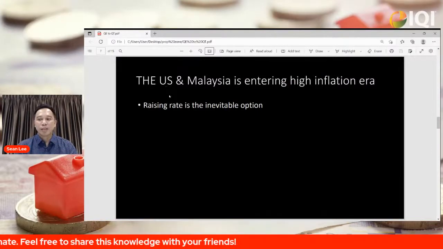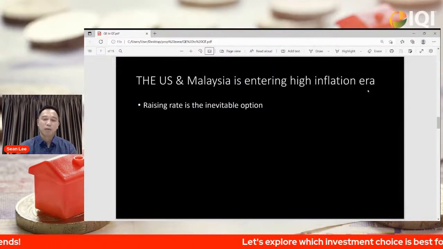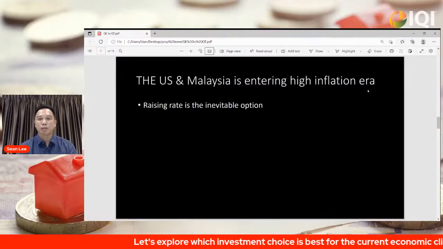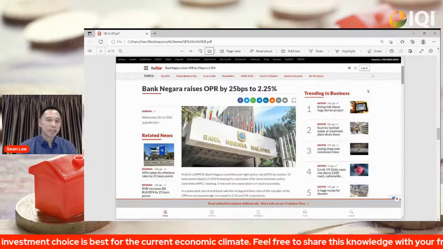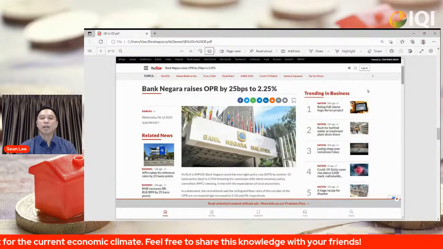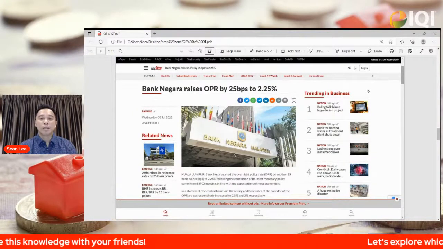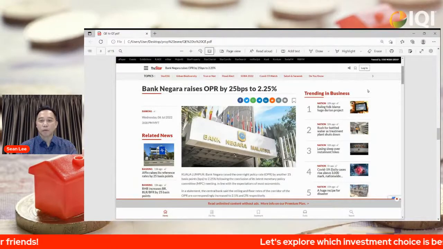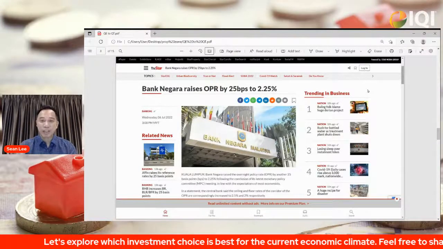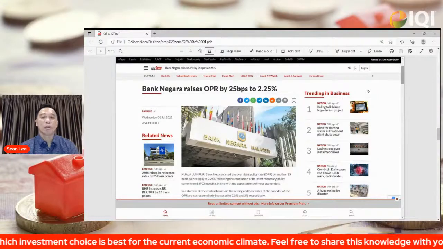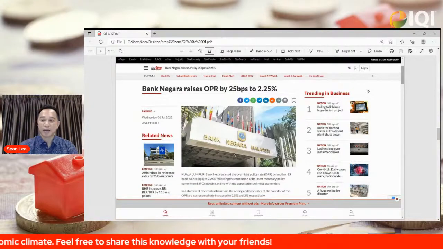So the US, with Malaysia, is actually entering a high inflation along with other countries. Therefore, it left central banks no choice but to raise their interest rate. If you followed the news yesterday, none of us are surprised that Bank Negara actually raised the overnight policy rate, the OPR, by 25 basis points to 2.25. Compared to the US, which has raised 1.5%, that is a more aggressive move. In this year alone, Malaysia has raised only 0.5%. This is only 1/3 of what the US has raised.